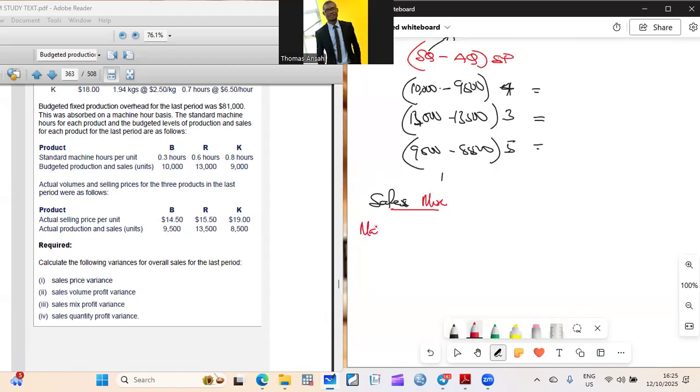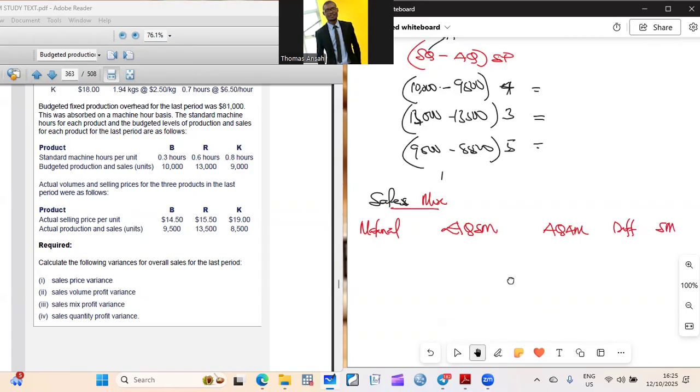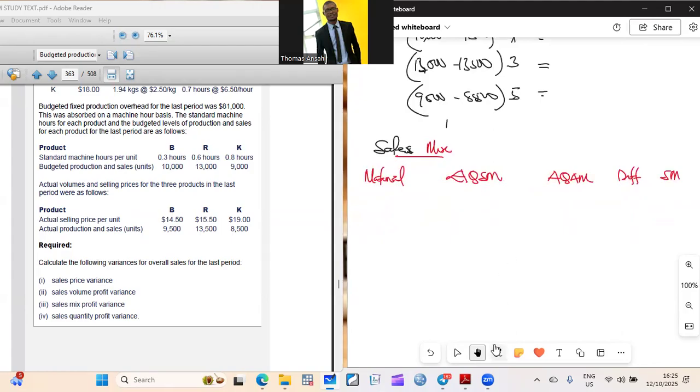So you have your material. You have AQ SM, AQ AM. You get your difference, then you multiply it by your standard margin. And the standard margin, we found it. That was 4, 3, and 5, right? So in this case, we have B, R, and K.